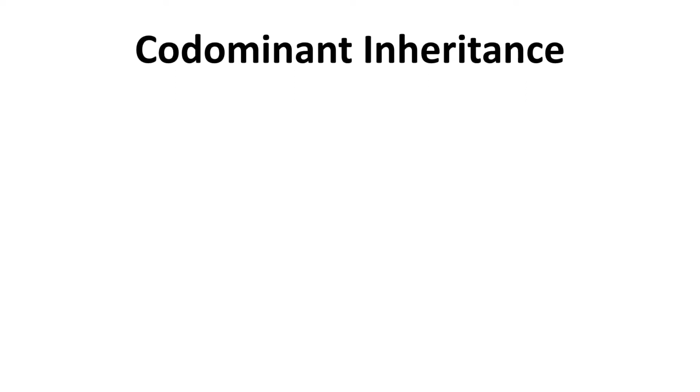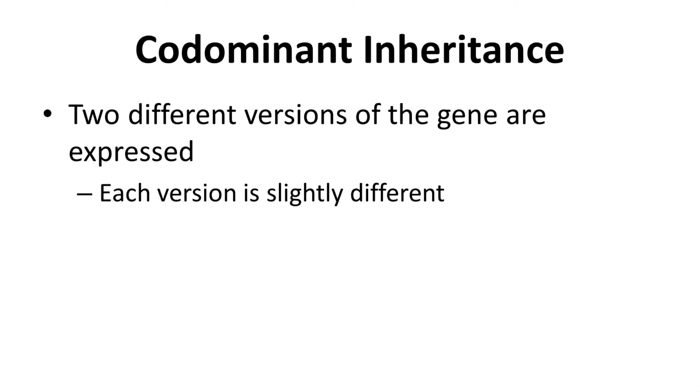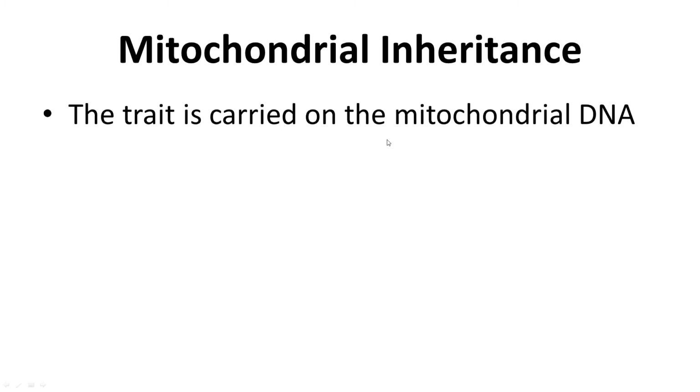Next is codominant inheritance. In this type of inheritance, 2 different versions of the gene are expressed. Each version is slightly different, and the trait is determined by both genes. Finally, it's mitochondrial inheritance, also known as maternal inheritance. In this case, the trait is carried on the mitochondrial DNA.